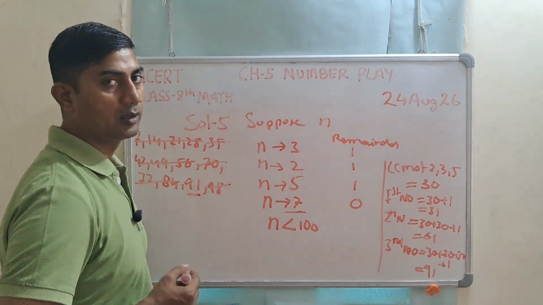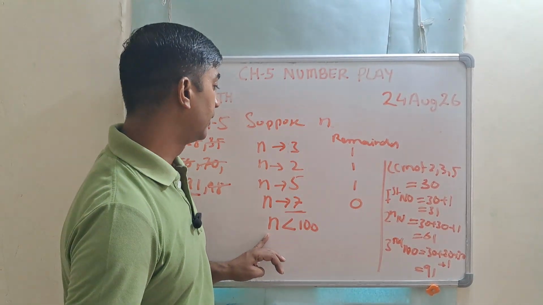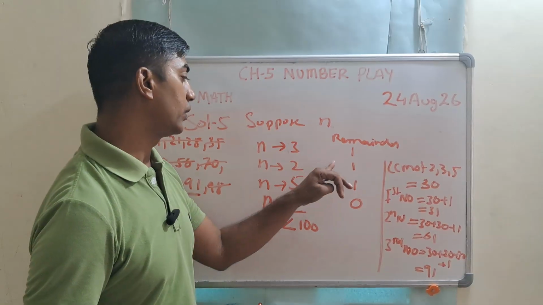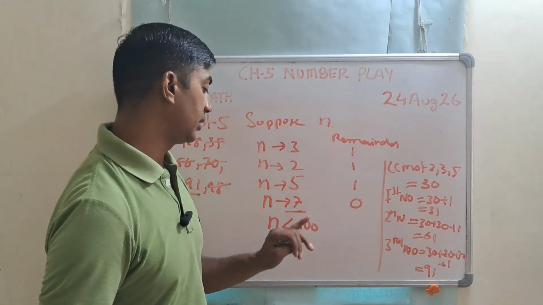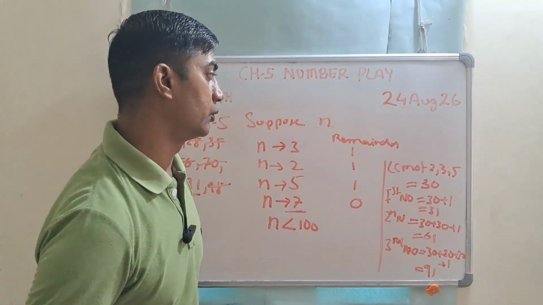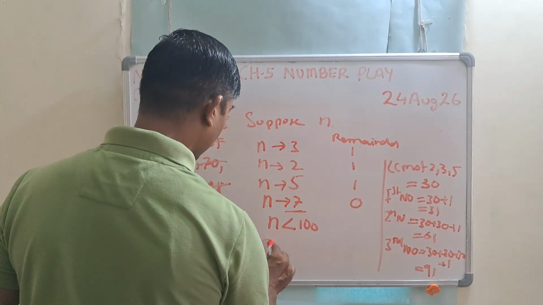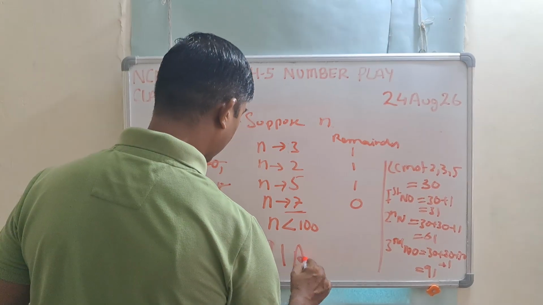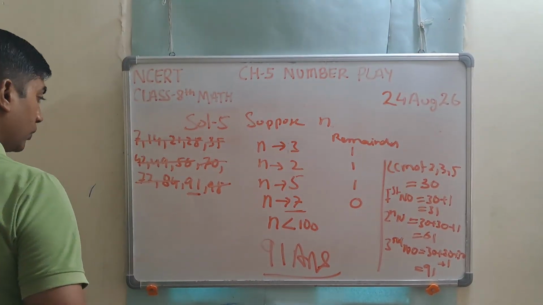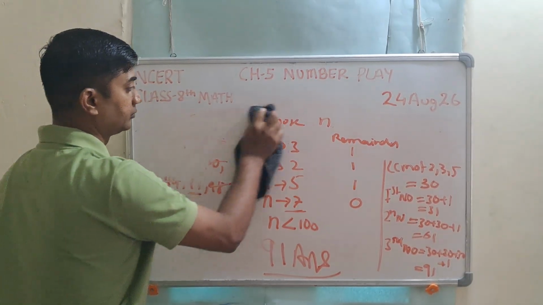So 91 is the number of pebbles he has, which is less than 100. When we divide by 3 we get the remainder 1, divide by 2 we get the remainder 1, divide by 5 we get the remainder 1, and when we divide by 7 we get the remainder 0. So 91 is the answer to our puzzle. Understood? 91. Now we will move to question number 6.